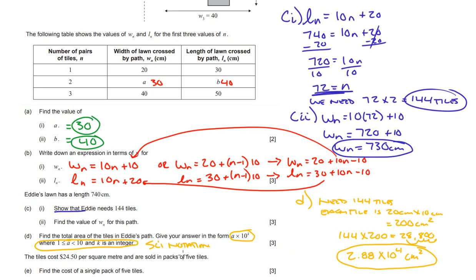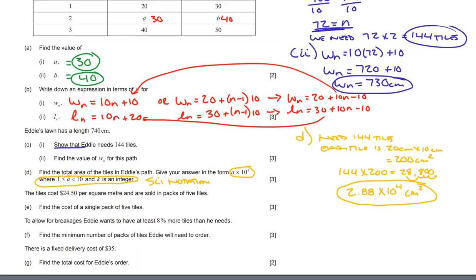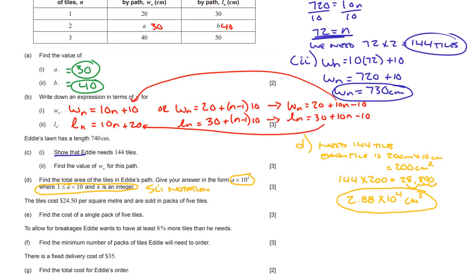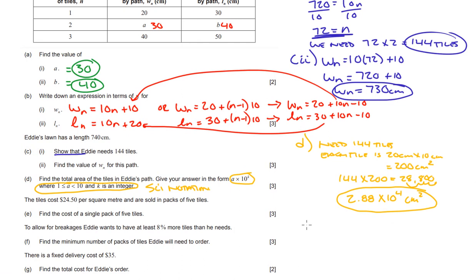Okay, moving on to E. Find the cost of a single pack of 5 tiles. Okay, let's give ourselves a little bit more room here. And there we go. All right, we're running out, but we'll make it. Find the cost of a single pack of tiles. So now the thing is we have $24.50 per square meter and tiles are sold in packs of 5. So the cost of a single pack of 5 tiles.